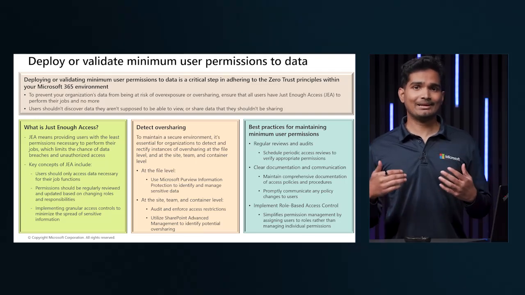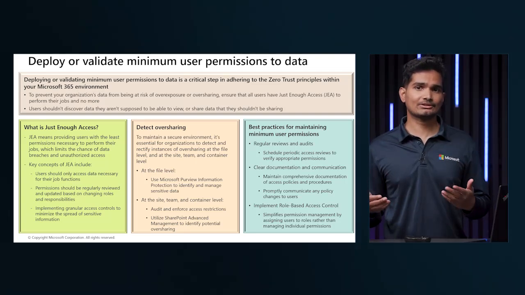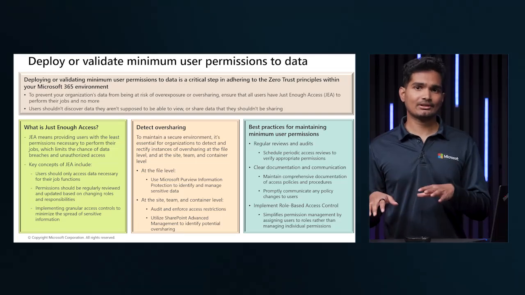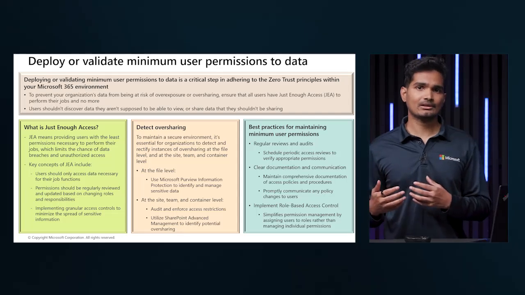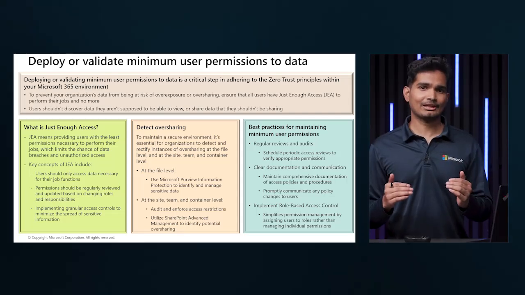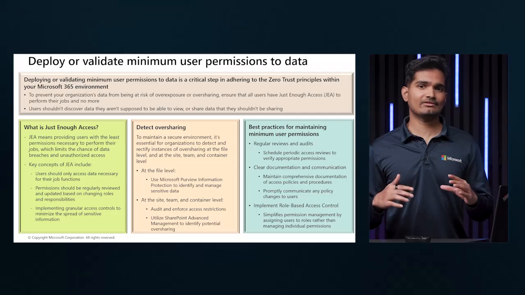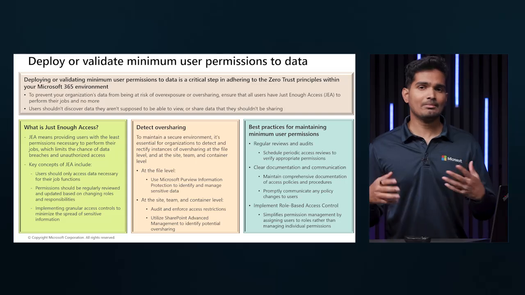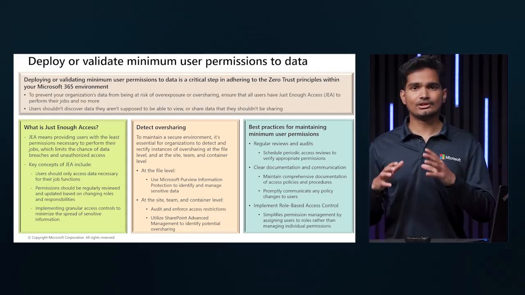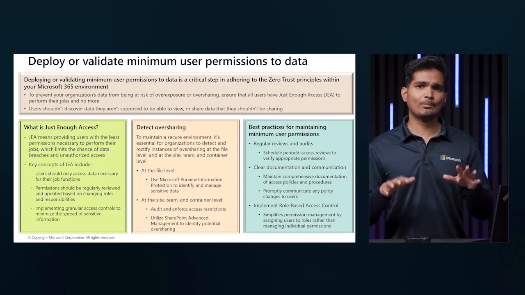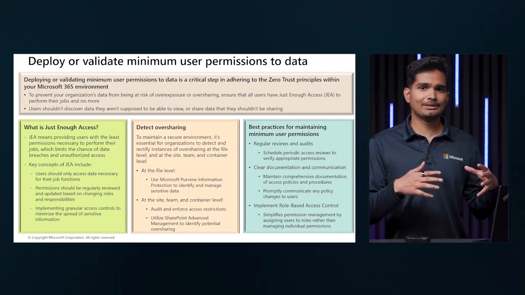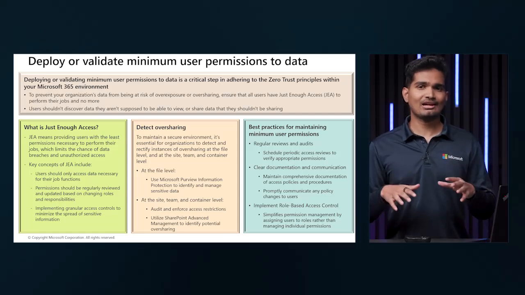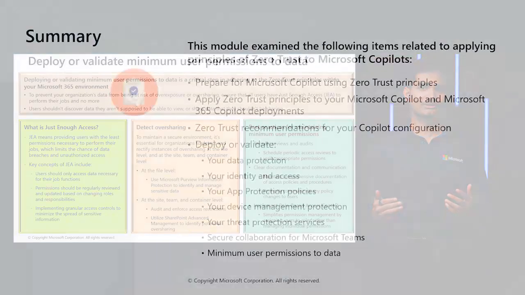Some best practices for maintaining minimum user permissions are regular reviews and audits. Schedule periodic access reviews to verify appropriate permissions. Clear documentation and communication. Maintain comprehensive documentation of access policies and procedures. Promptly communicate policy changes to users. Implement role-based access control, RBAC. It simplifies permissions management by assigning users to roles rather than managing individual permissions.